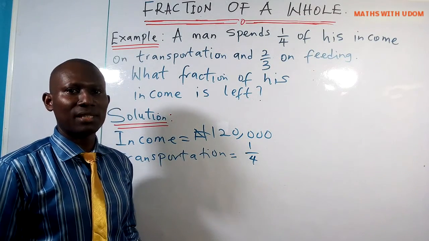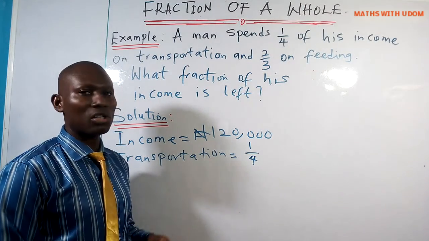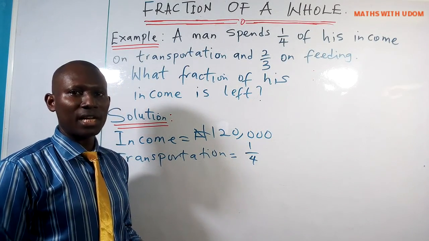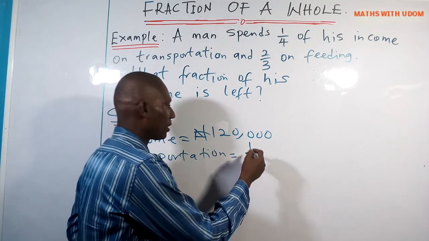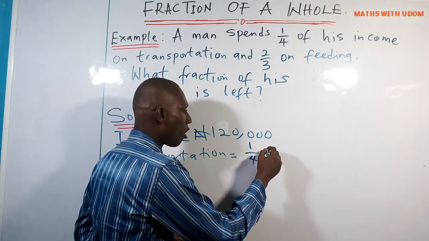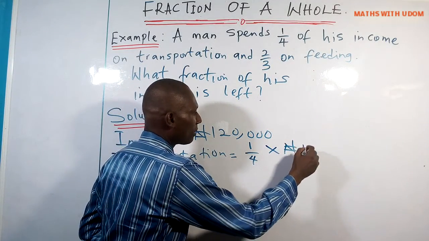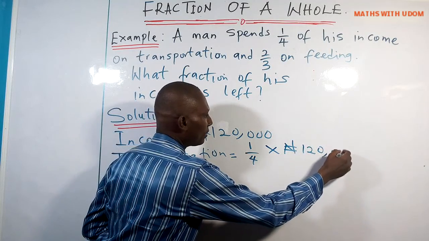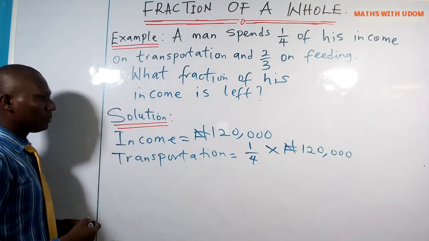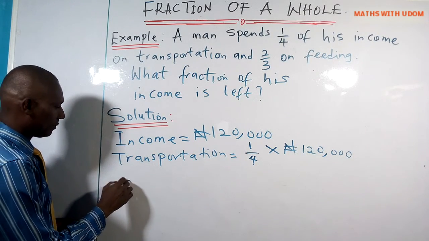Of, in mathematics or in algebra or in anything, when you come across the word "of", it means multiplication, under fractions. That's order of operation. So "of" is multiplication. So 1/4 of, that's times the income that came into the hands of the man, 120,000. Okay, now let's look for the feeding.